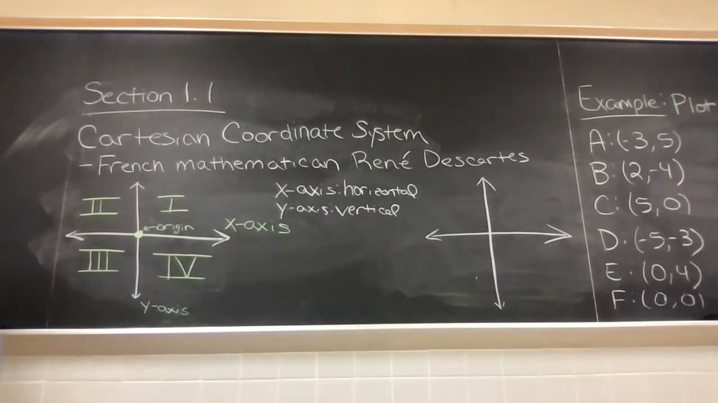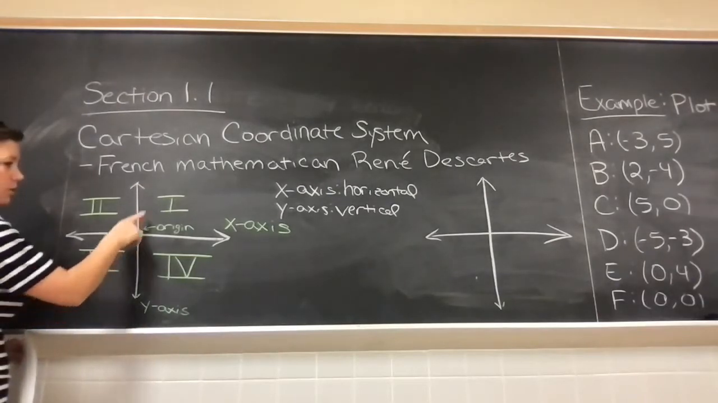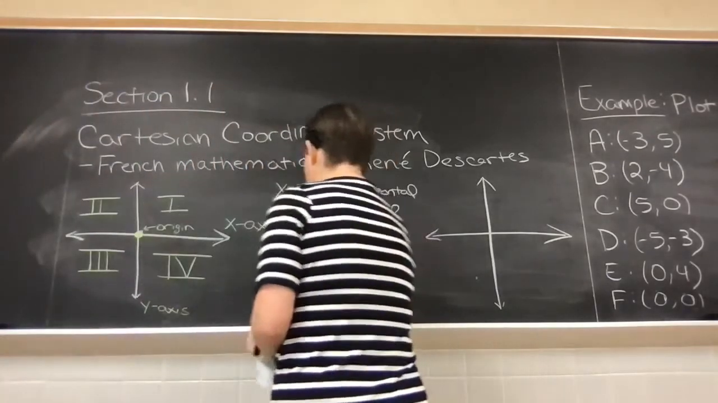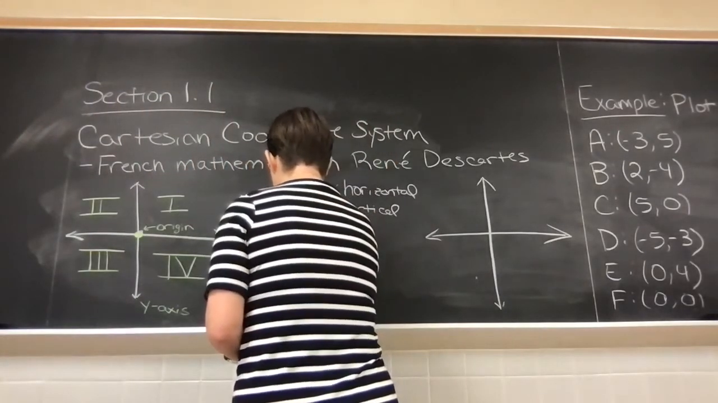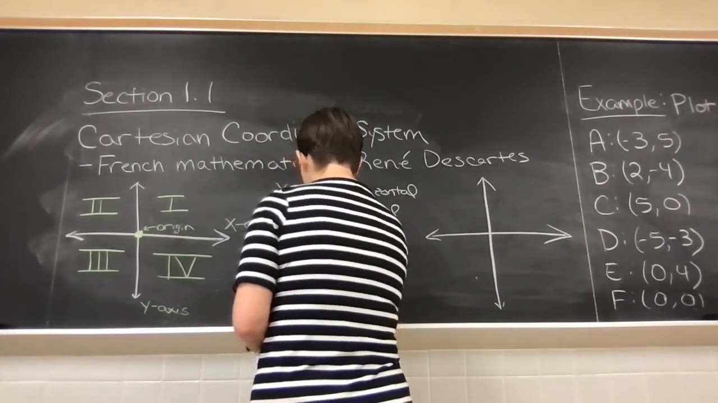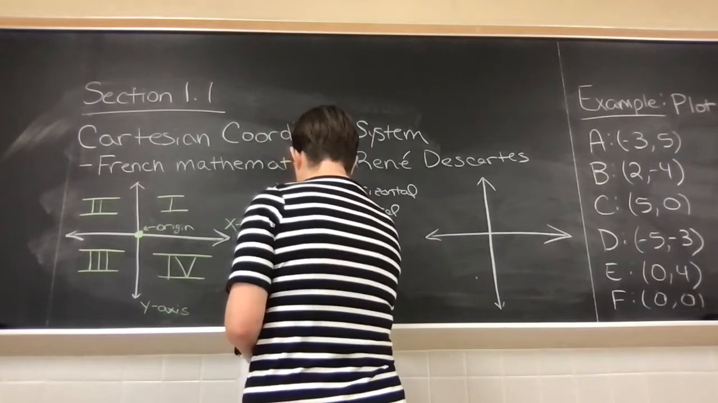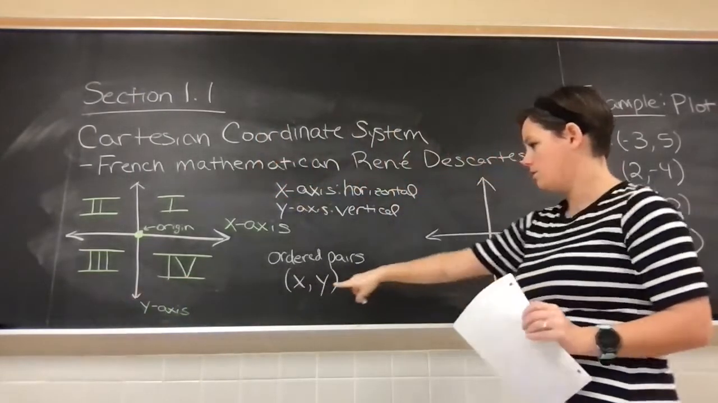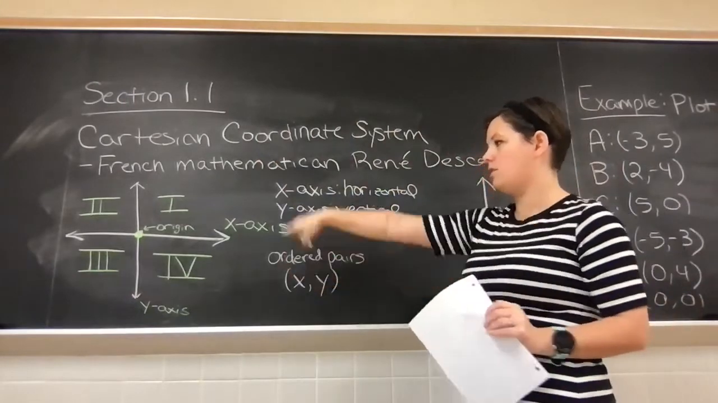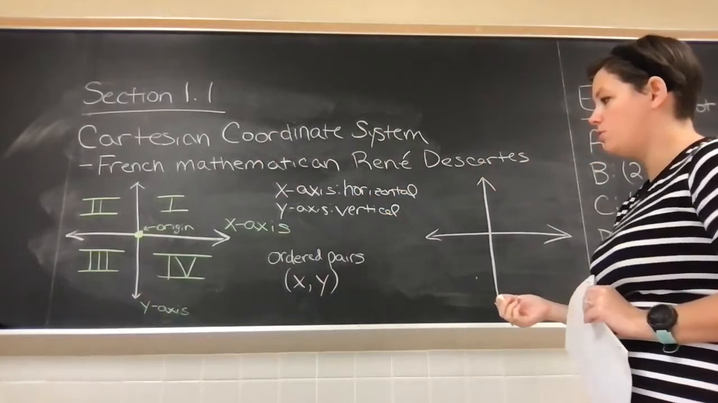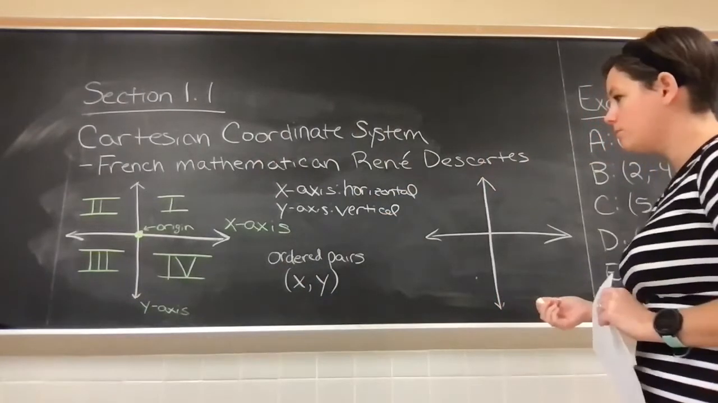Now, when we want to talk about a point, like the origin, or a point within any of our quadrants, we call those ordered pairs. An ordered pair is going to be of the form (x, y). You're going to have an x point and a y point, and that's going to tell you where on our Cartesian coordinate system we are going to find that actual point.